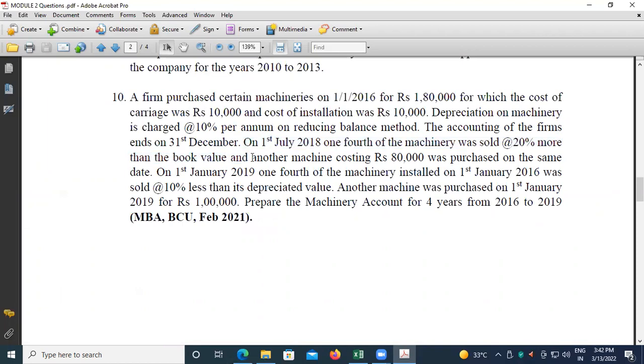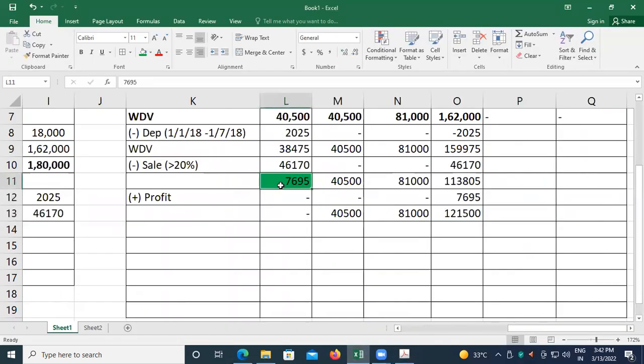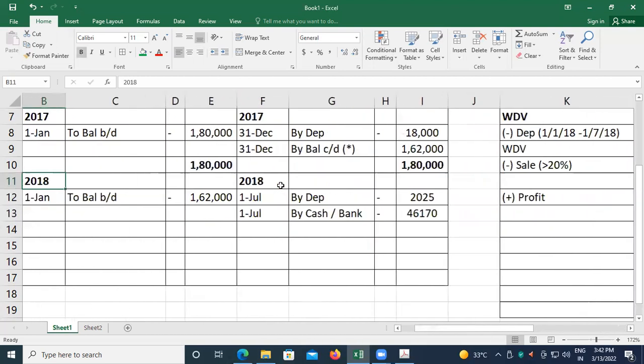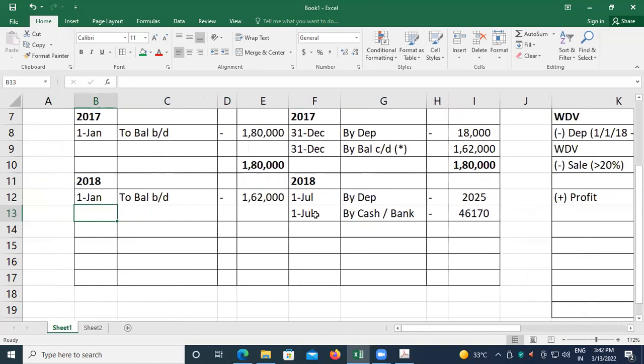But at the same time, another machine was purchased, which is 80,000 on the same date. So we have purchased another machine, which was how much? 80,000. Now remember, we got the profit also here. And after that, we purchased one asset also. Now what we are going to do, we have charged the depreciation for 6 months. We have sold the asset, and on this sale, we got the profit also.